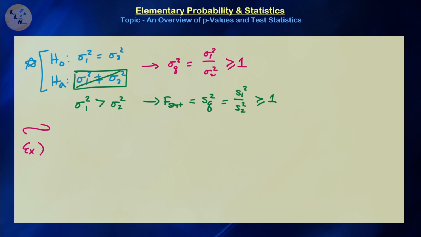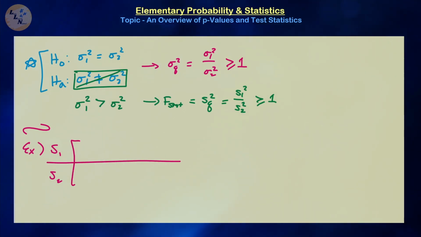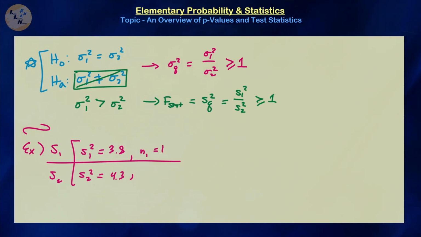So let's assume that we construct sample 1 and sample 2, and our samples have the following test statistics. Our sample variance for sample 1 is going to be 3.8. Our sample variance for sample 2 is going to be equal to 4.3. And let's assume that our sample size 1 is equal to 18 and our sample size 2 is equal to 14. So what would be our f-test statistic in this scenario?